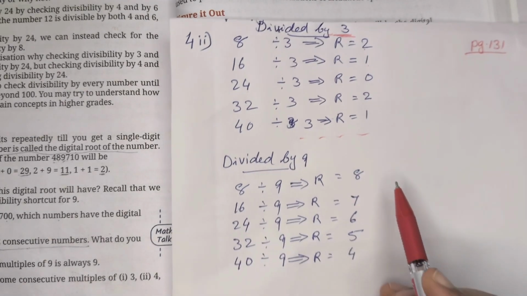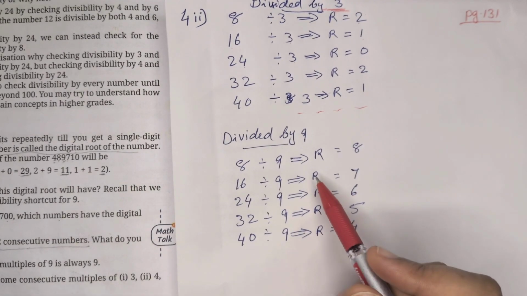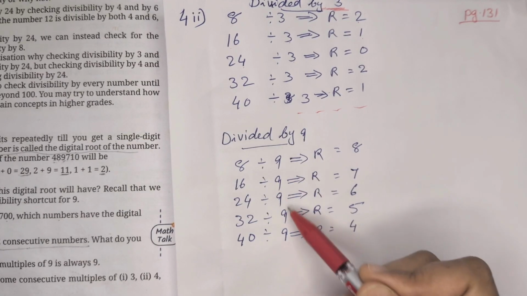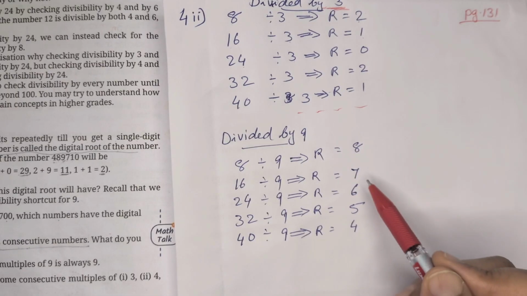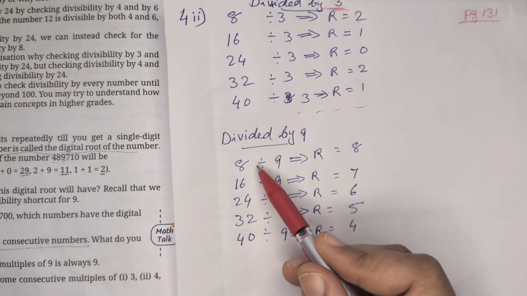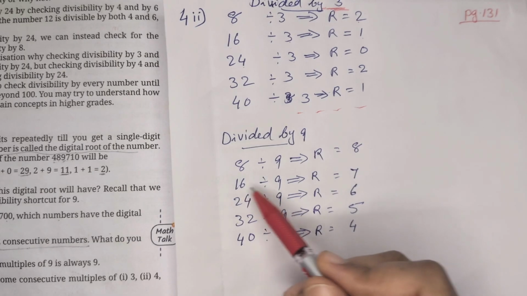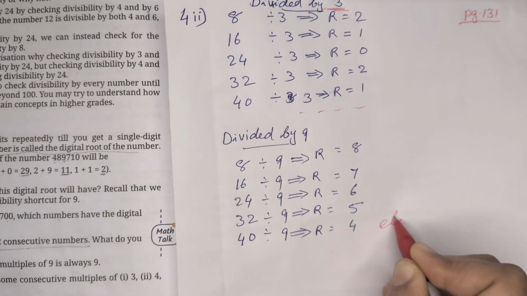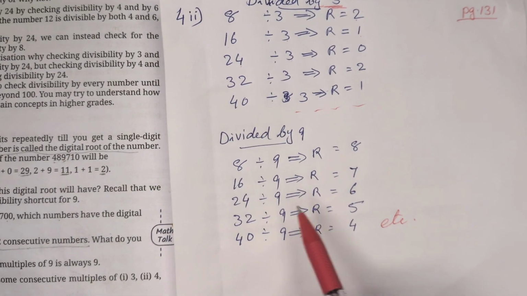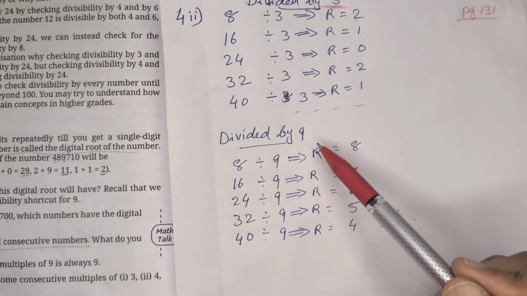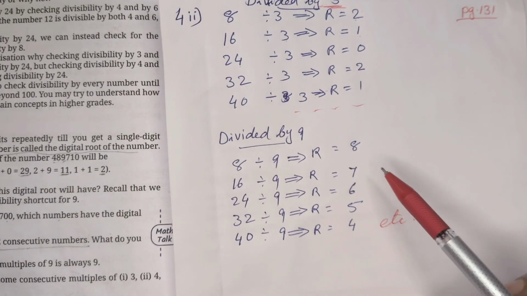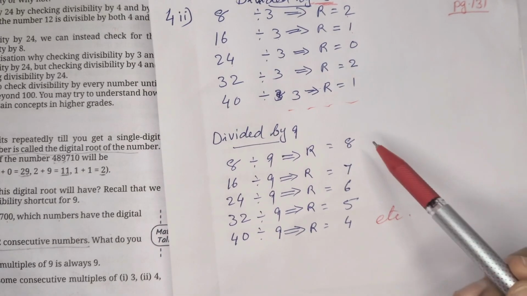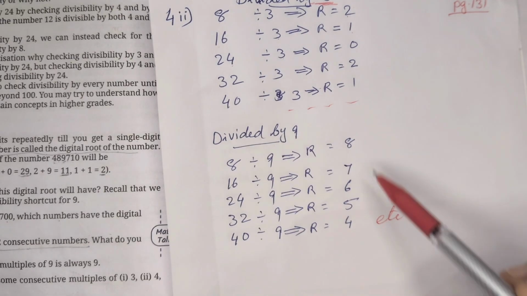Same way, when we are dividing the numbers by 9, same pattern, 8, 16, 24, 32, 40, dividing by 9, the remainder is coming 8. 8 divided by 9, the quotient is 0 and 8 is the remainder. 16 by 9, 7. So 8, 7, 6, 5, 4, etc. So when we are dividing the pattern by 3 and by 9, the remainders, not the digital roots, the remainders are coming in a different order, the pattern we can see here.